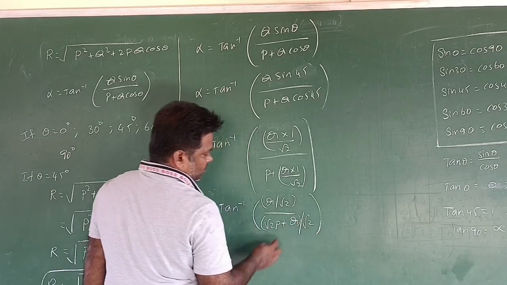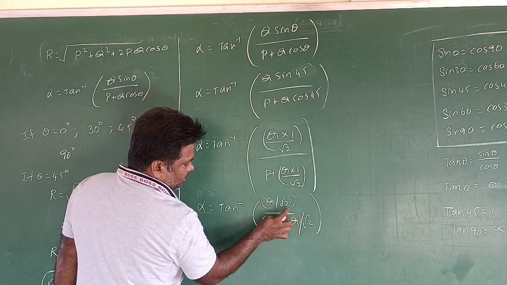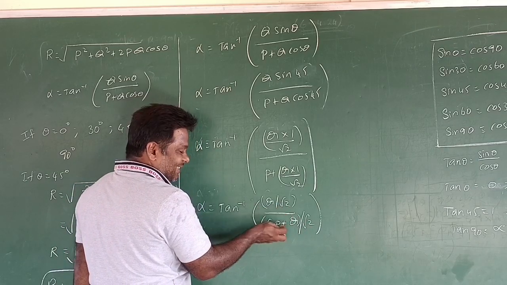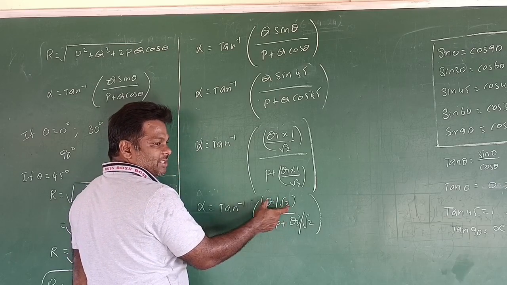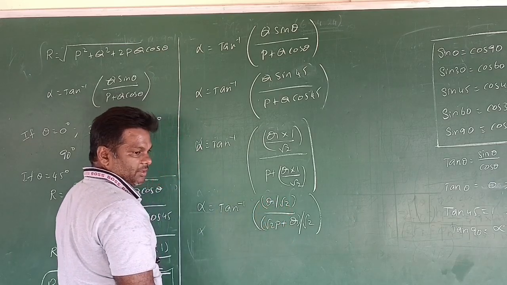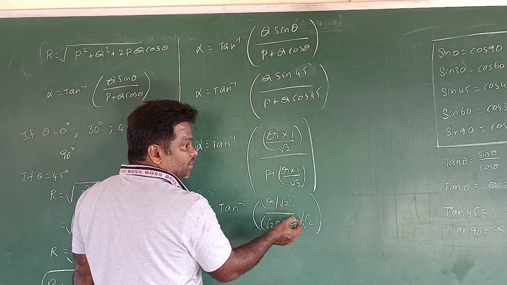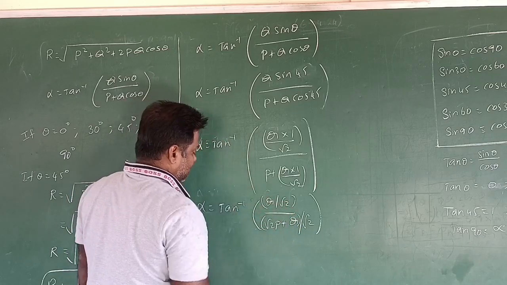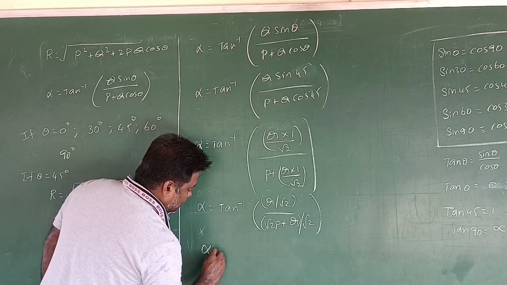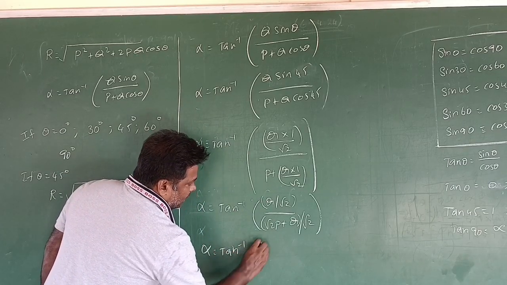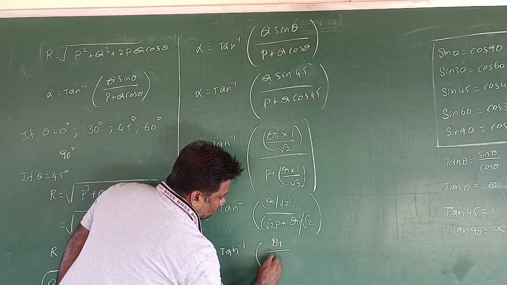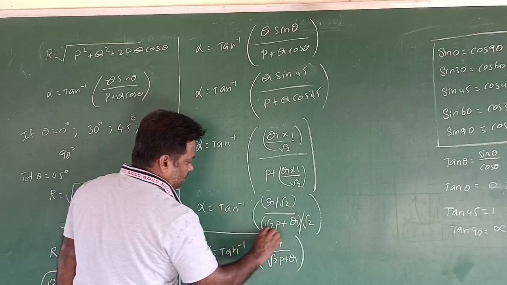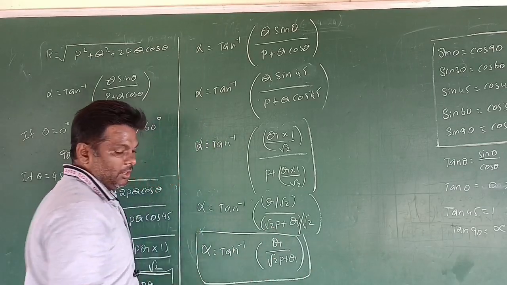In the numerator, one root 2 is there, and in the denominator another root 2 is there. So in both the numerator ratio and the denominator ratio you have root 2. You can cancel that. And what is remaining? Alpha is equal to tan inverse of Q by root 2P plus Q. This is the remaining. This is your value of alpha.